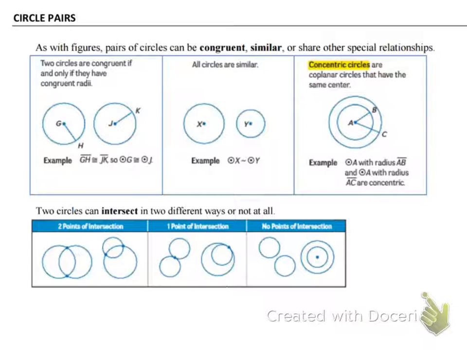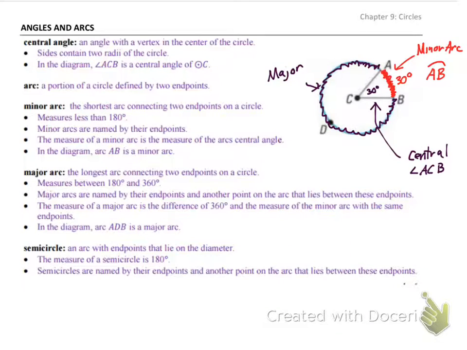Also, awesome thing, we don't need to prove that circles are similar, because guess what? All circles are similar. Because how many degrees are in a circle? That is my major arc.